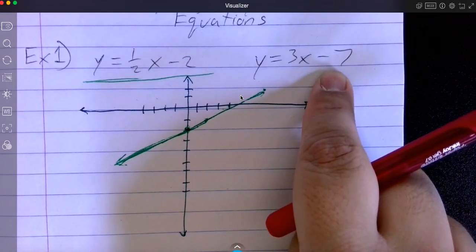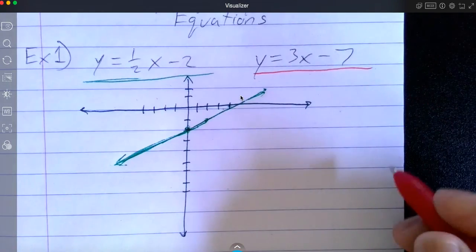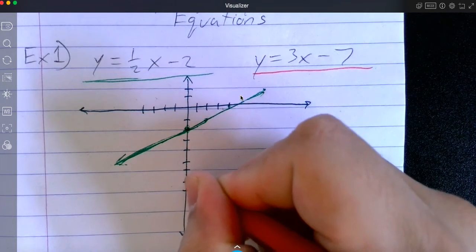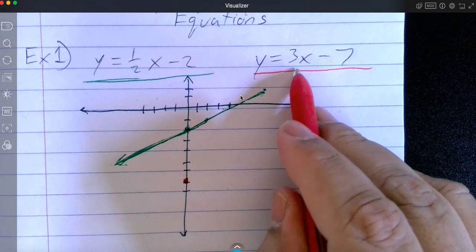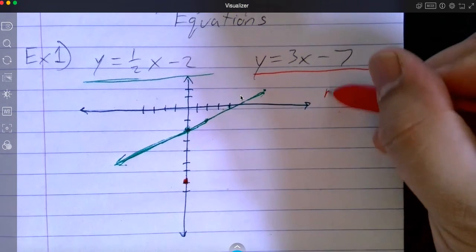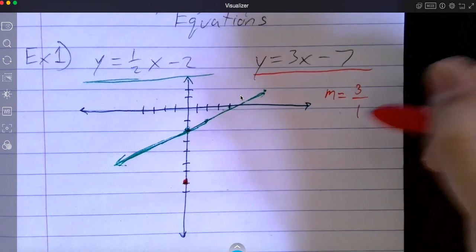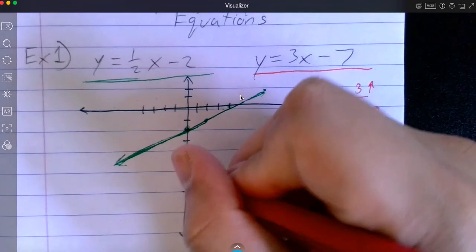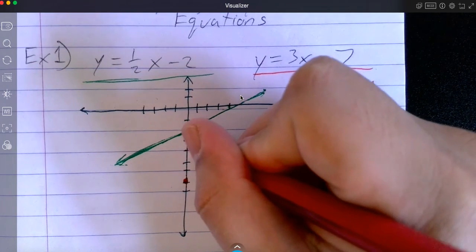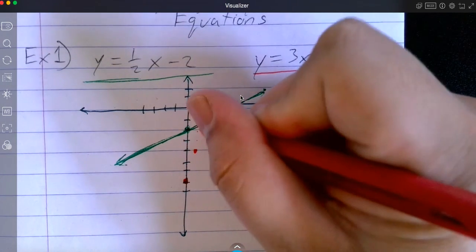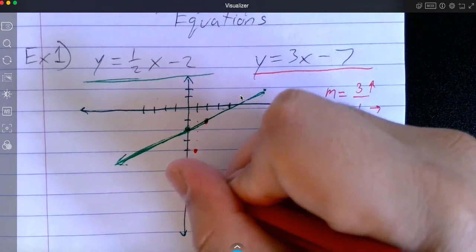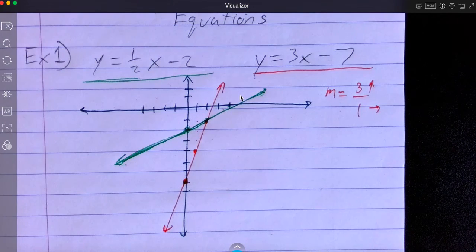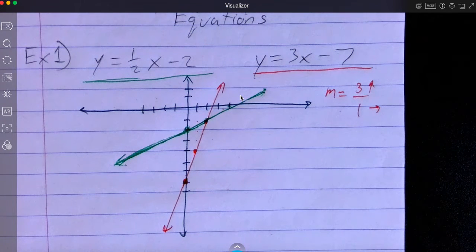This one starts at -7. I'm going to do this one in red, starting at -7. 1, 2, 3, 4, 5, 6, 7, right here, -7. Now this slope is 3. So when your slope is a whole number, don't forget, just put it over 1. So your slope is up 3 over 1. So 1, 2, 3 over 1. Do it a couple times. 1, 2, 3 over 1. Draw your line. Okay, so you just graphed two lines on the same graph.